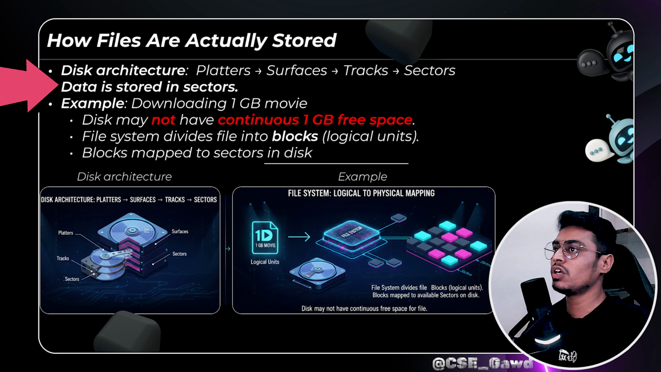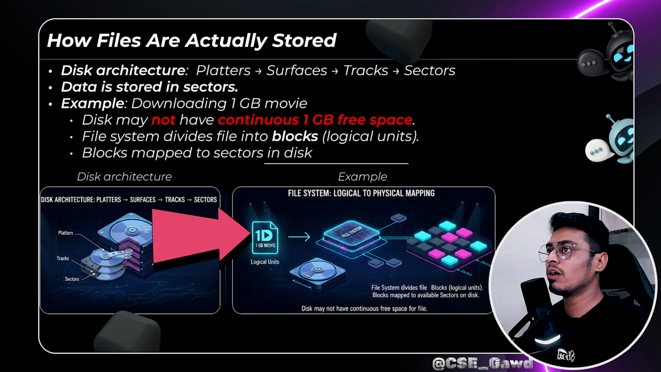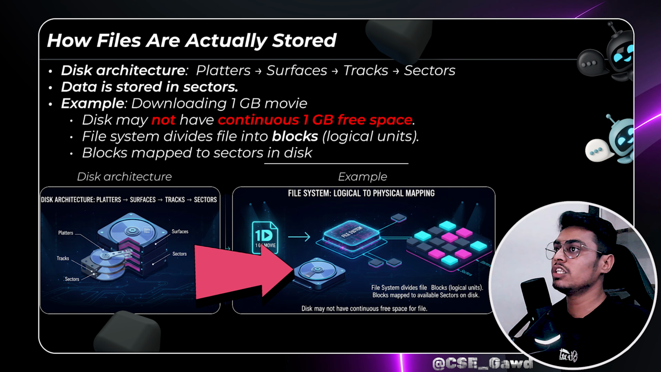So the file system puts all the data on these sectors. Let's say I downloaded one file, a movie of 1 GB. It's not necessary that I have 1 GB of space continuously in my disk. Will it be directly stored as the 1 GB file? No. So what happens here?